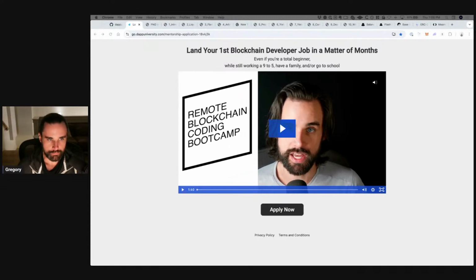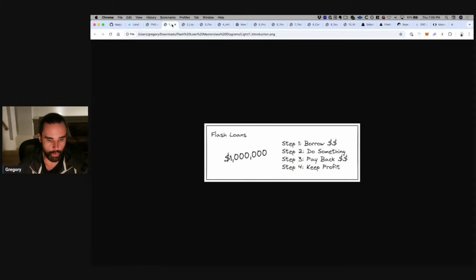Okay. So first of all, let's talk about what is a flash loan in the first place. We're going to cover the basics here before we get into the advanced. I don't want to assume anybody has any prior knowledge before we're getting into this. So we're going to cover the basics and quickly move on to the advanced topics that you'll need to know in order to pull this off.